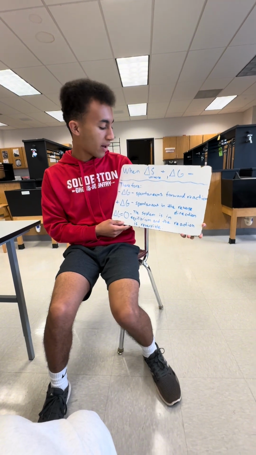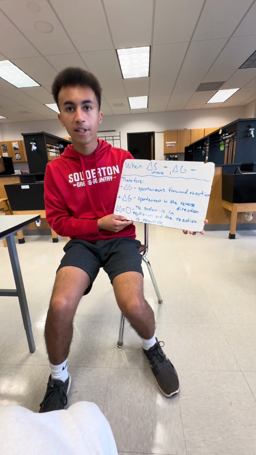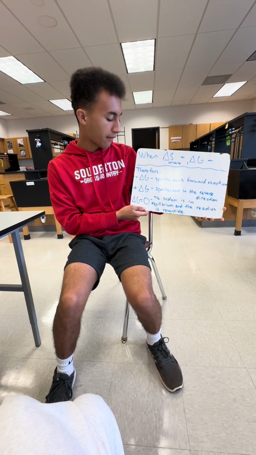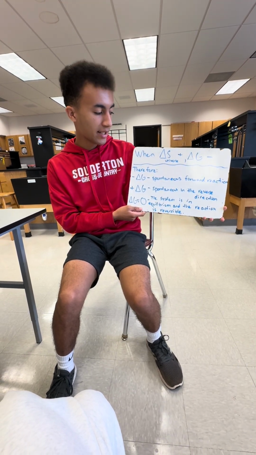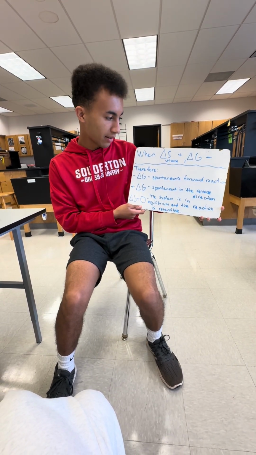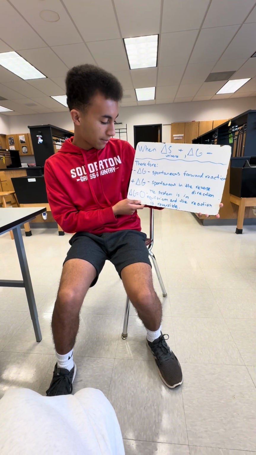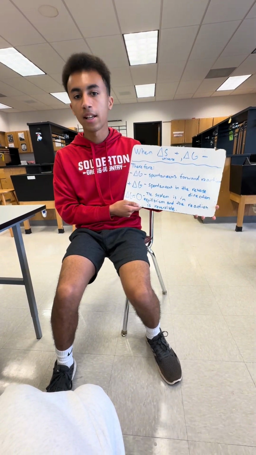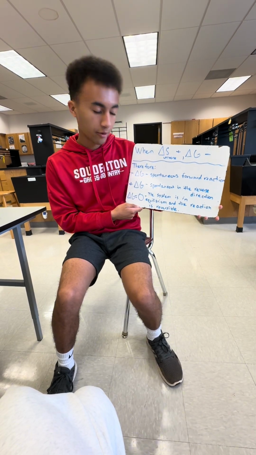Something important to note is when the change of entropy in the universe is positive, Gibbs free energy is negative. Therefore, when Gibbs free energy is negative, it's a spontaneous and forward reaction. When it's positive, it's spontaneous in the reverse direction, and when it's zero, that means the system is in equilibrium and the reaction is reversible.